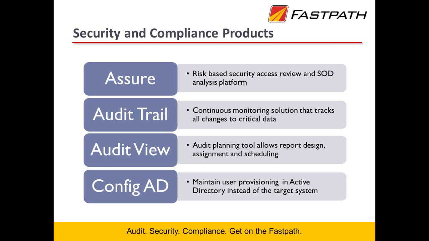Okay. Both Assure and Audit Trail each come with their own inherent sets of reports that can be generated and printed and exported to about 8 different file types. However, if you want those reports to go out to specific users automatically, in their inbox daily, weekly, monthly, bi-weekly, etc., you can use the Audit View tool to create those schedules and have those reports delivered to specific users on a scheduled basis so that they don't have to log in and generate the reports themselves. So we're going to take a look at that as well.